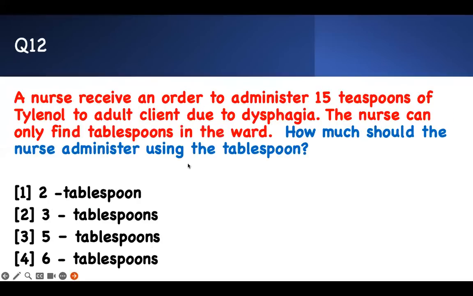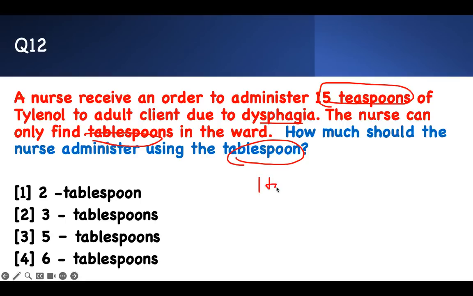And the last one. The last one is I want to see if you remember your fundamentals. How much should the nurse administer using a tablespoon? A nurse receives an order to administer 15 teaspoons of Tylenol to an adult due to dysphagia. The nurse can only find tablespoons, can't find teaspoons. How much should the nurse administer? This one, no mess, you have to know.